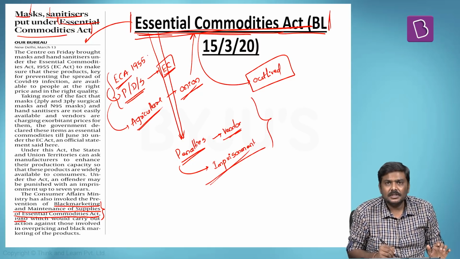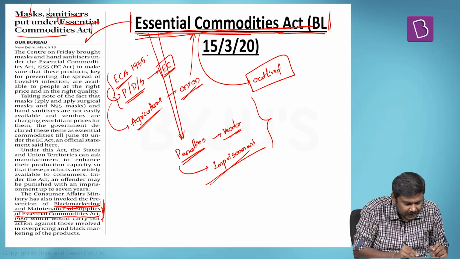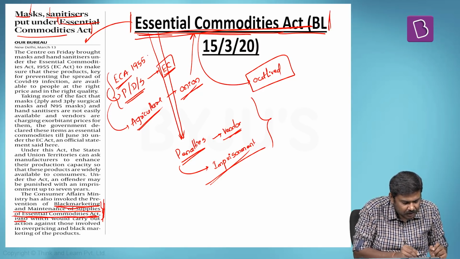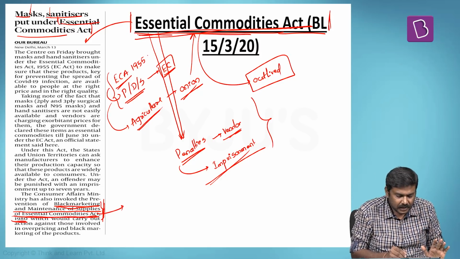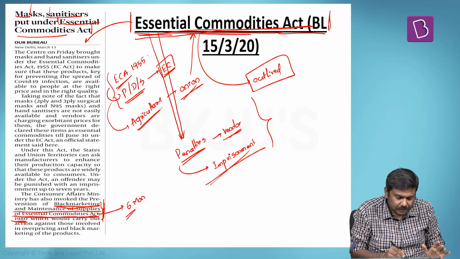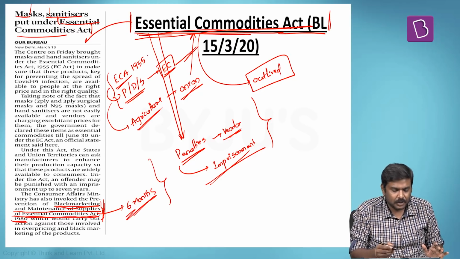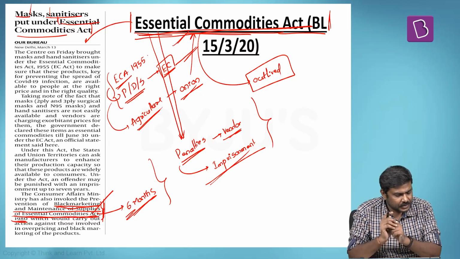And apart from this, as per the provisions of the Black Marketing and Maintenance of Supplies of Essential Commodities Act of 1980, if the vendor is violating the provisions, he can be sent for a period of up to 6 months in prison. So remember these particular terms related to this act as well as Essential Commodities Act. This could be asked in UPSC prelims.